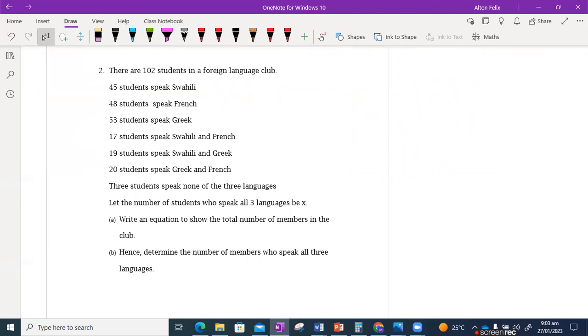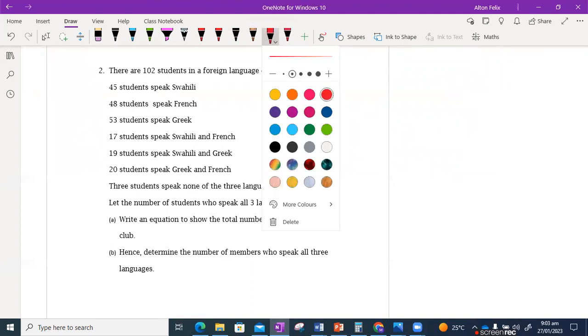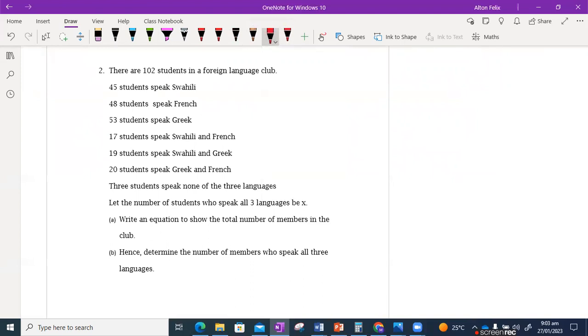Let the number of students who speak all 3 languages be x. So we are told x students speak all 3 languages. So do you remember the approach in terms of drawing your diagram firstly, and then in terms of putting your information into the diagram? Let's see.